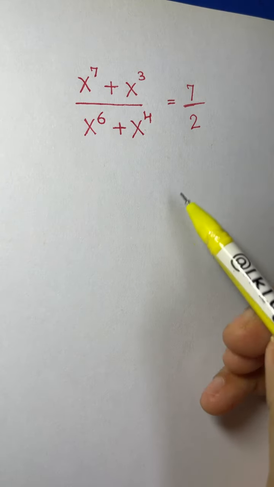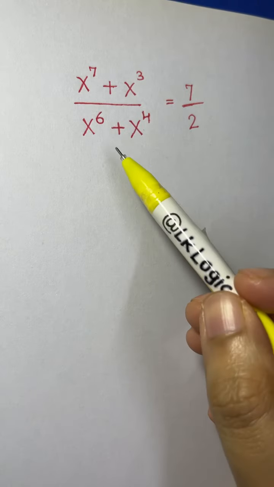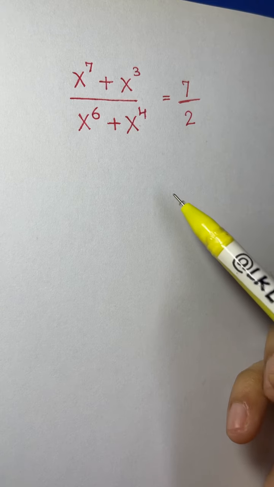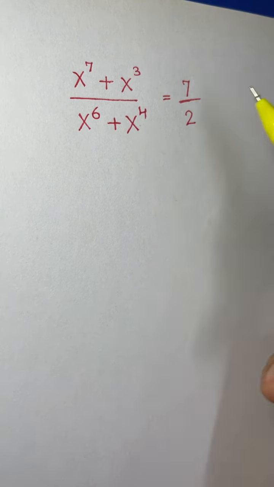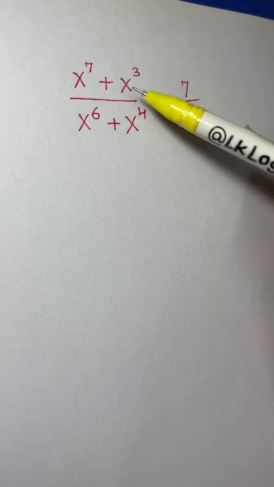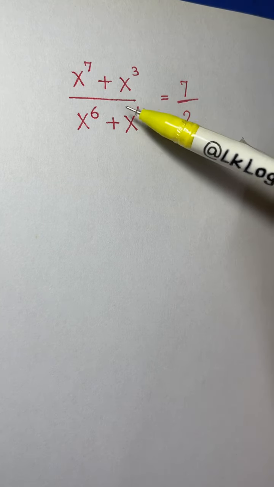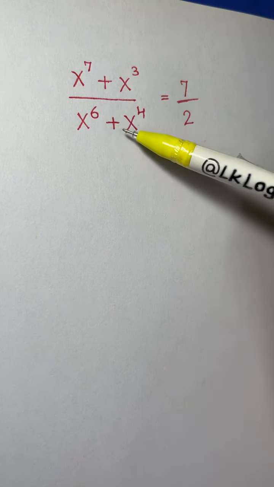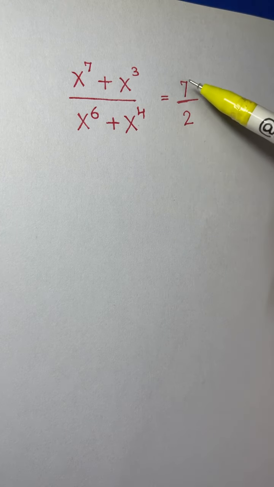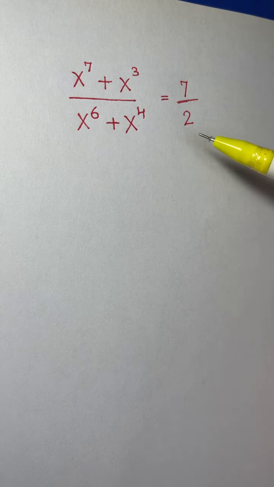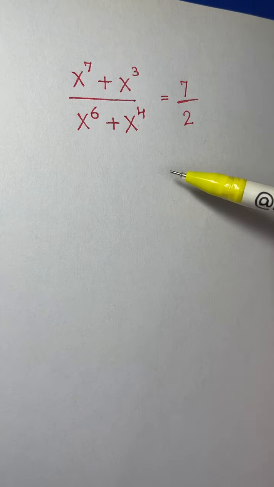Hi everyone. In this live session, we're going to solve a very nice, excellent algebraic equation. We have x to the power of 7 plus x cube over x to the power of 6 plus x to the power of 4 equals 7 over 2. Are you able to solve this question?